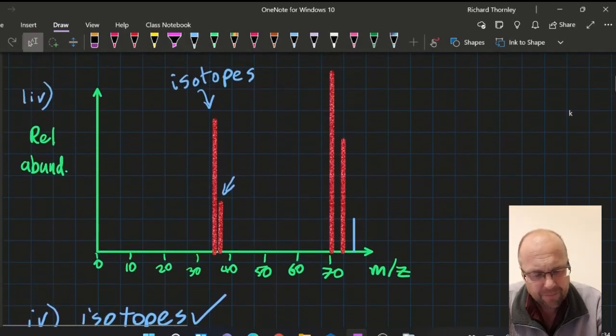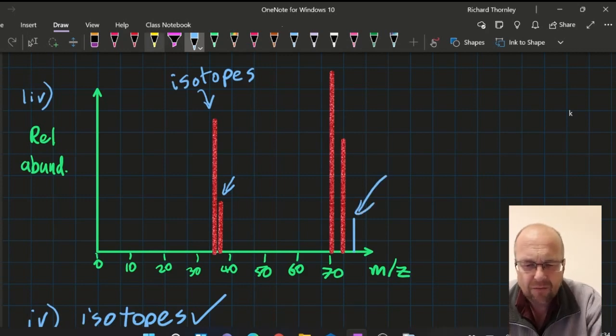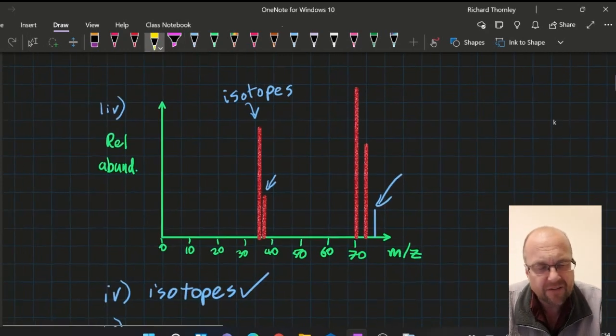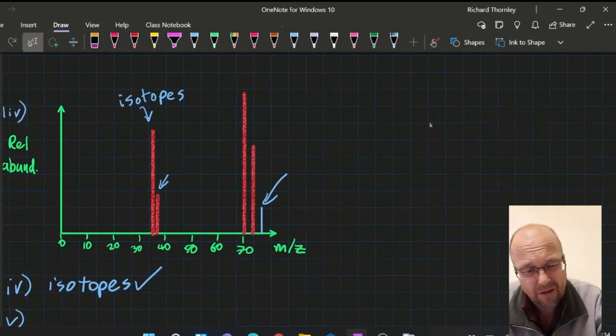And for V, what is this peak at 74? Well, you need to know Brinkelhoff. If I ever have a son, maybe I'll call him Brinkelhoff.